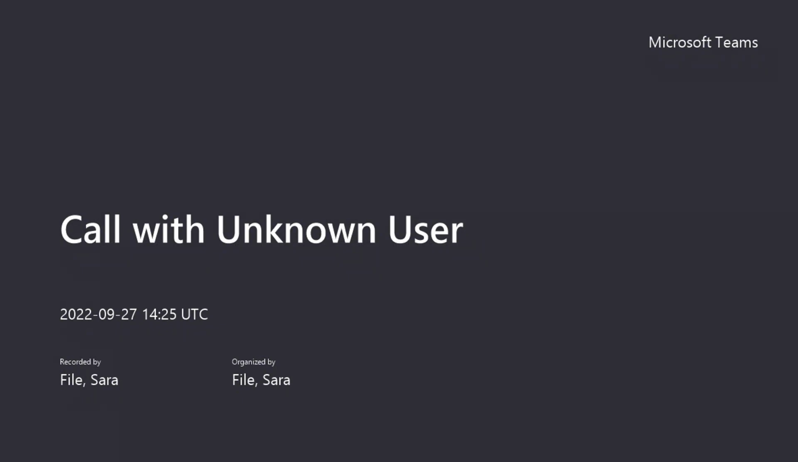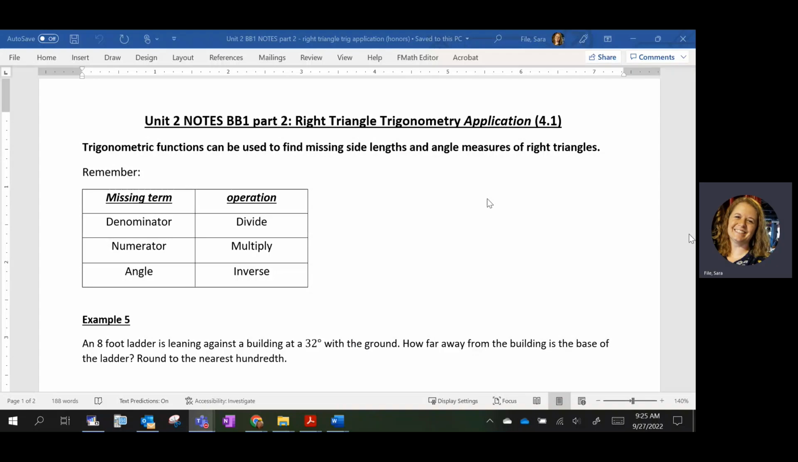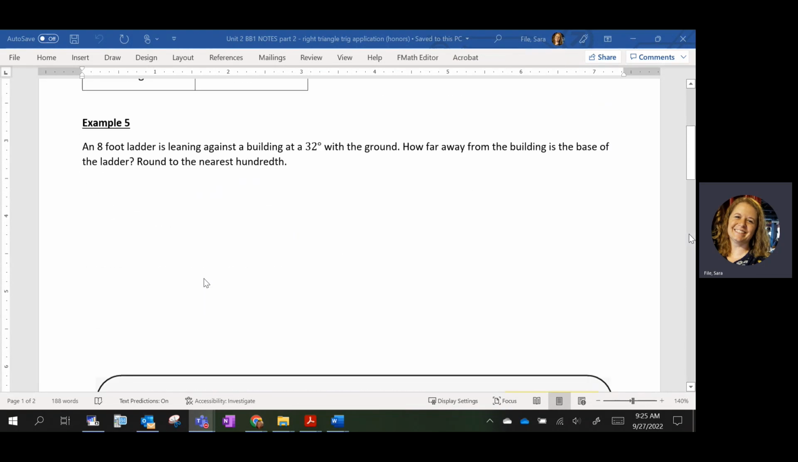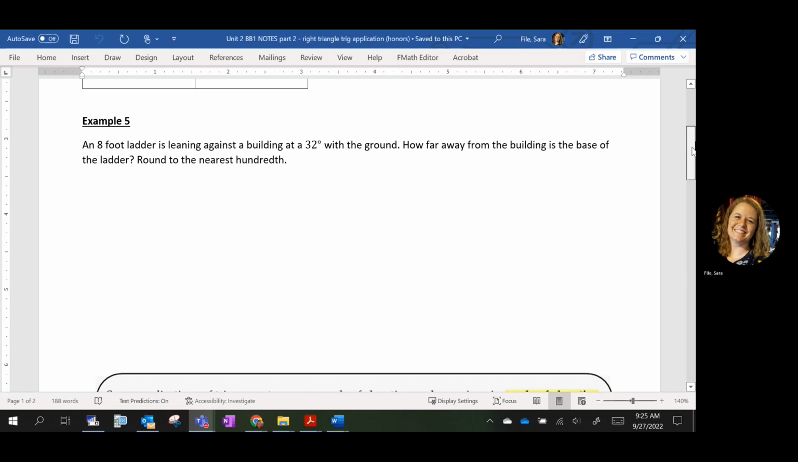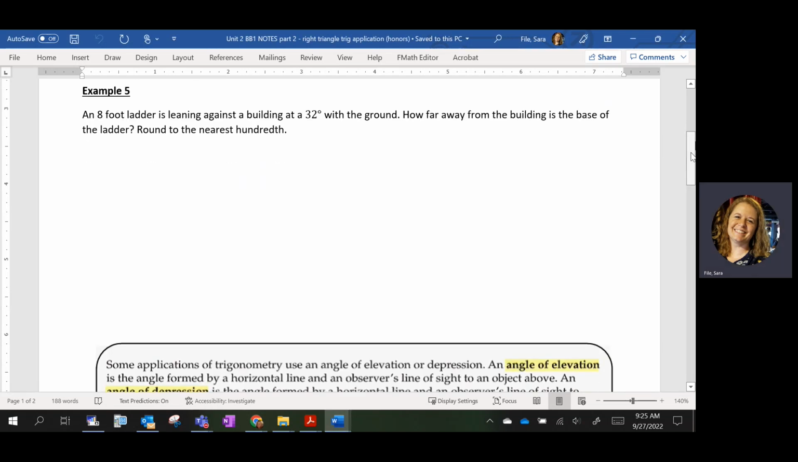Going through the same right triangle trig that you did. Remember, denominator missing, divide; numerator missing, multiply. If it's the angle missing, we'll do the inverse trig. So we're just going to try and apply these trig ratios in solving real world problems.